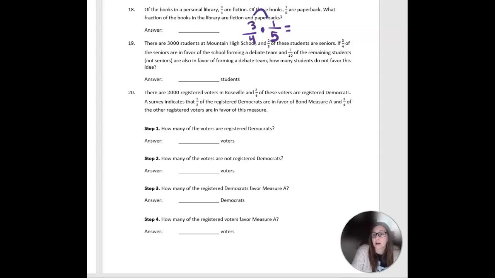We'll multiply our tops. 3 times 1 is 3. We'll multiply our bottoms. 4 times 5 is 20. And the answer is 3 over 20. 3/20 of those books are both paperback and fiction.